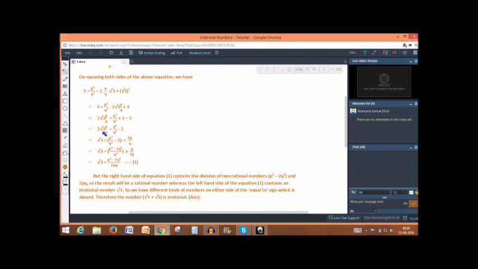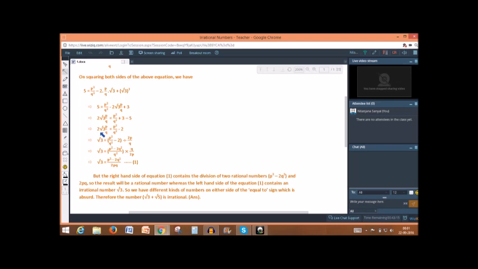Now we would like to keep only this root 3 on the left hand side, and we bring this 2p by q to the right hand side of the equal to sign. How do we do that? We see that 2p by q is being multiplied with root 3. How are we getting this term 2 root 3p by q? We are getting it by multiplying root 3 with 2p by q.